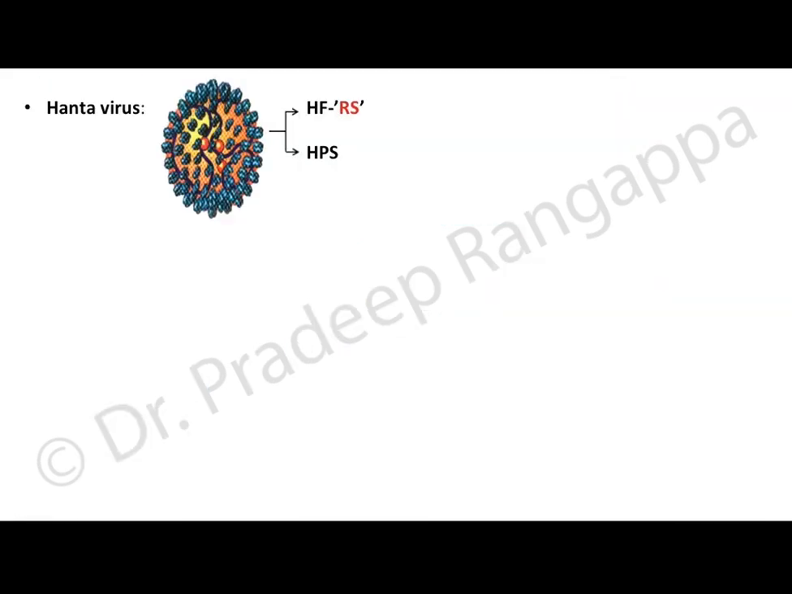So let's move to hantavirus. We saw hantavirus comes under Bunyaviruses. It's a hemorrhagic fever. Hantavirus presents as two entities: hemorrhagic fever with renal syndrome or hantavirus pulmonary syndrome. So these are the two. It can affect the lungs or kidneys.